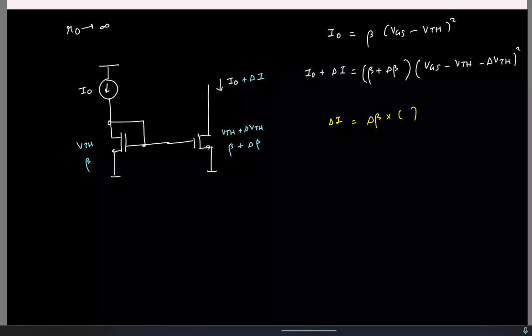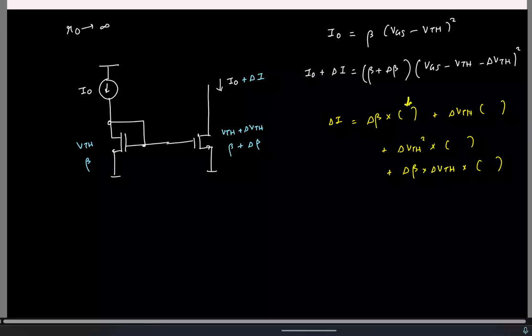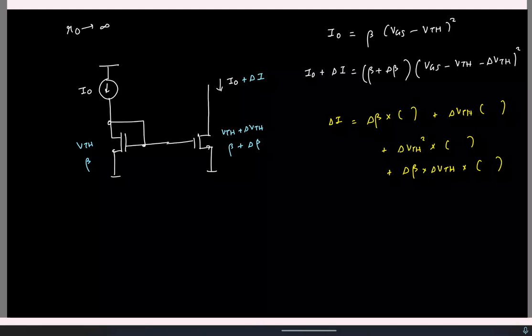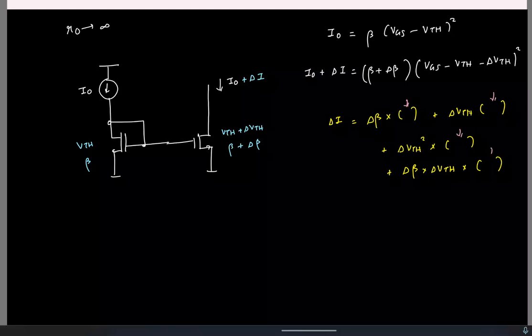Yeah, so that's what I've written, something. I'll also have some delta VTH times something. Correct. I'll also have delta VTH square. Right. I can also have delta beta delta VTH. Isn't it? You can have all of these terms. I'm making sure these terms don't have delta. So all these terms don't contain any delta. I am taking out all the delta terms separately and writing it like this. Okay. So this will be the delta I.